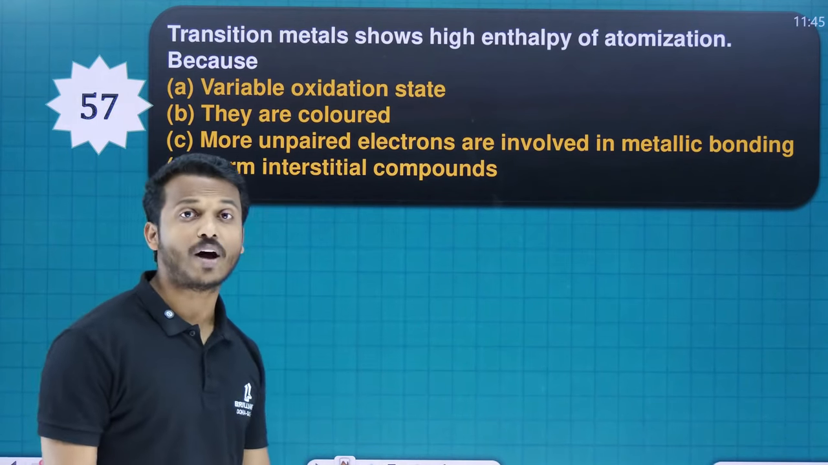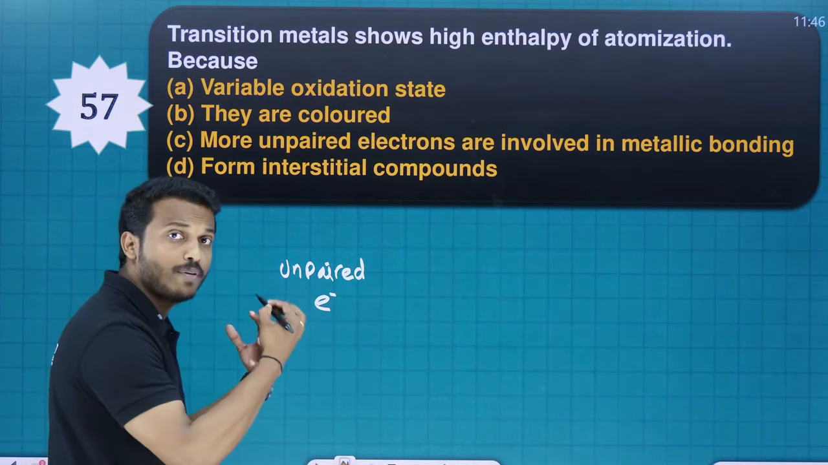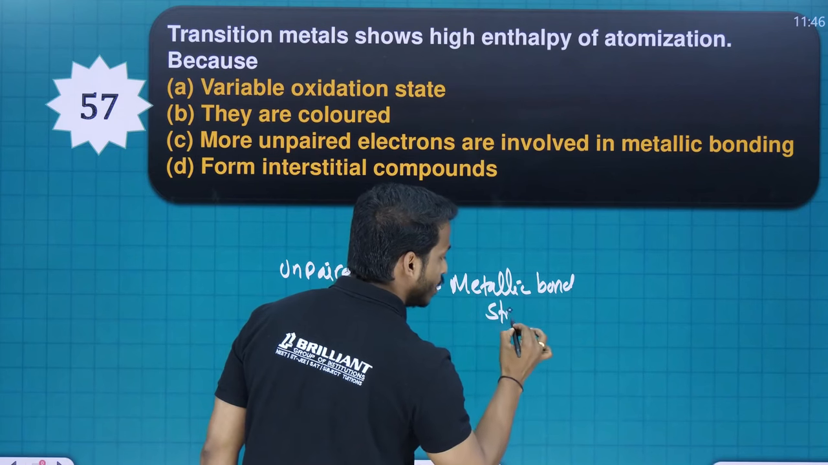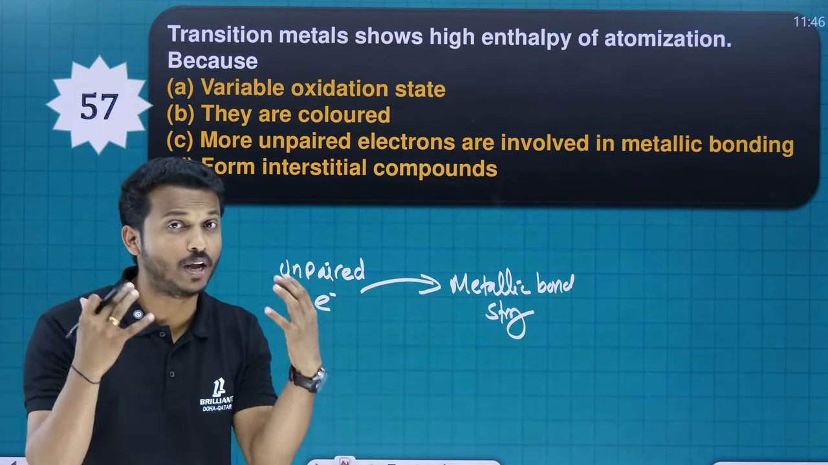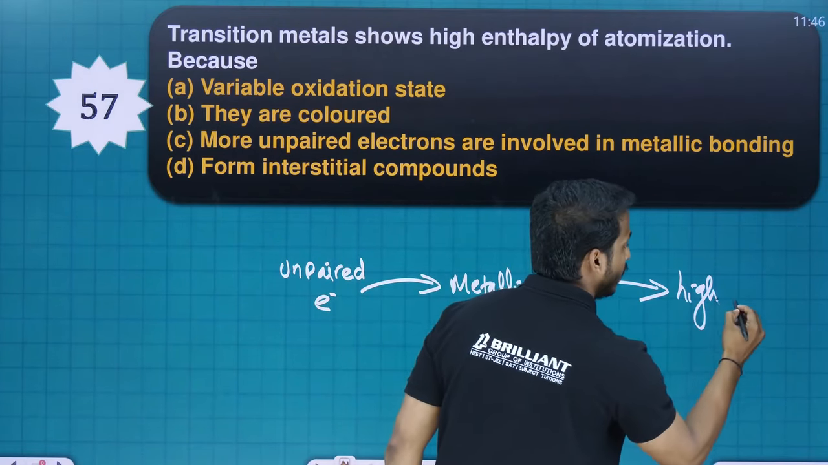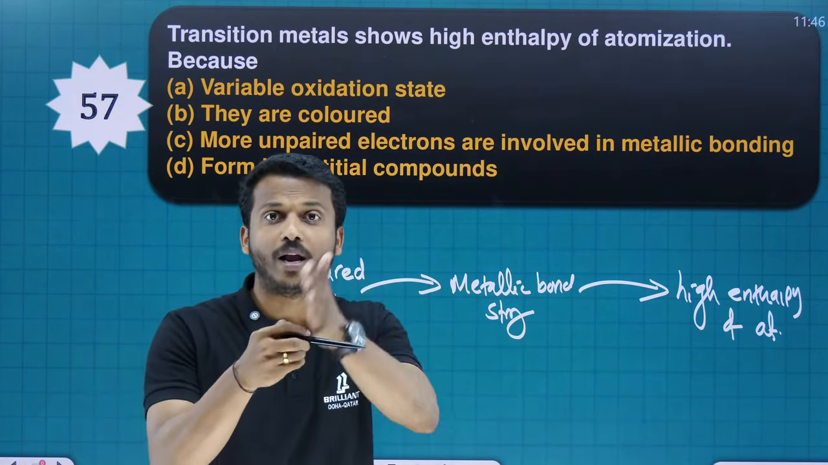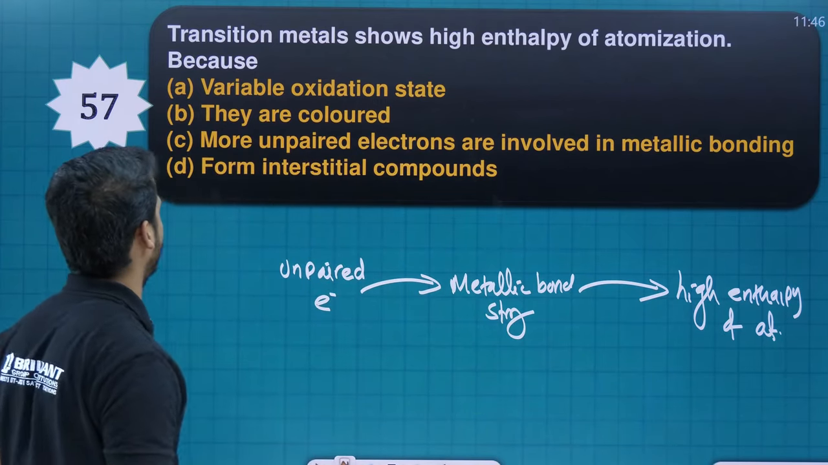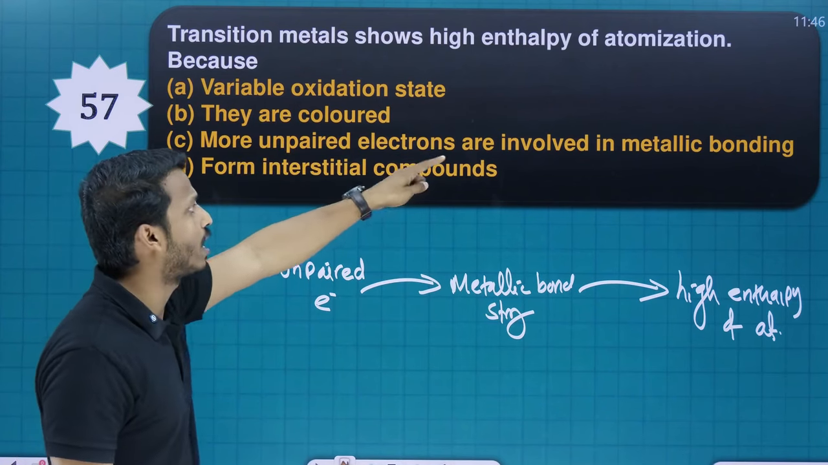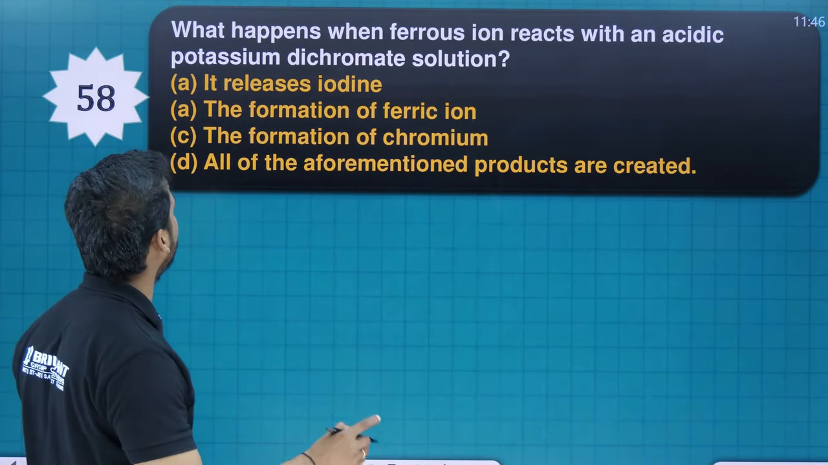Transition metals show high enthalpy of atomization. Why? We said that transition metals contain a high number of unpaired electrons. If they have more unpaired electrons, they form very strong metallic bonds. The stronger the metallic bond, the harder it is to separate them. So that means they have high enthalpy of atomization, which means the amount of energy required to break into their atoms. Stronger the bond, higher the enthalpy of atomization. More unpaired electrons are involved in metallic bonding.